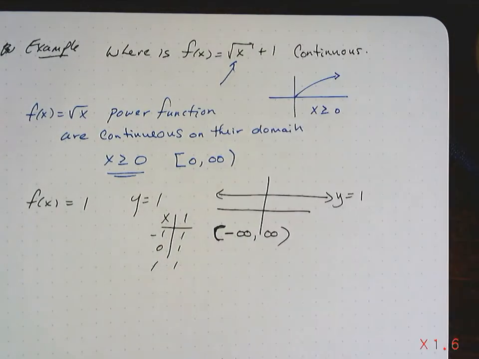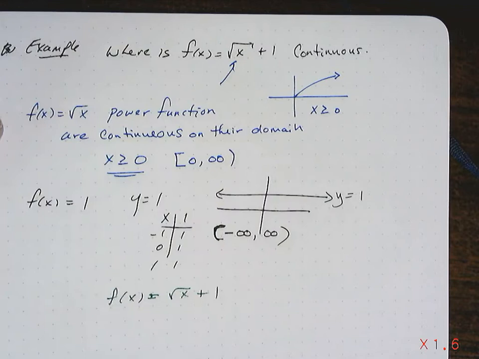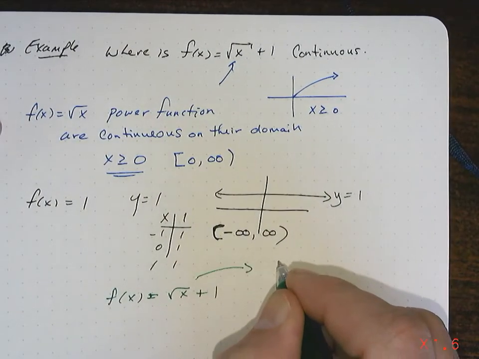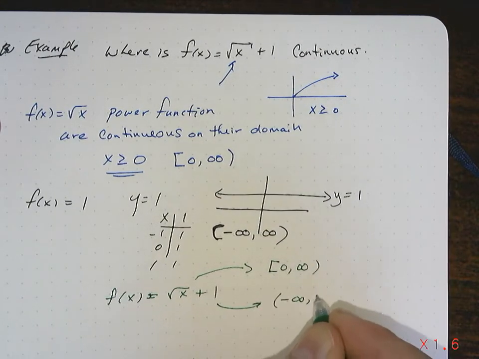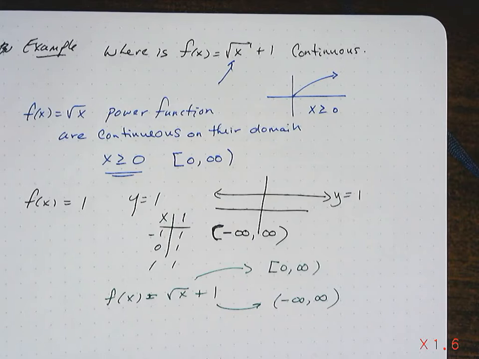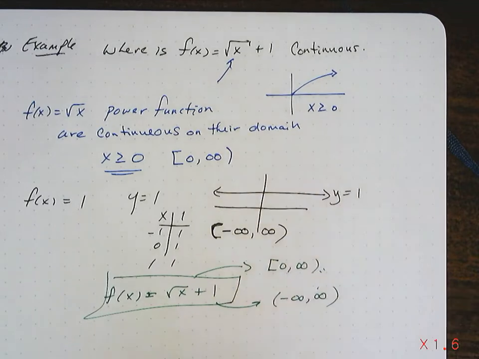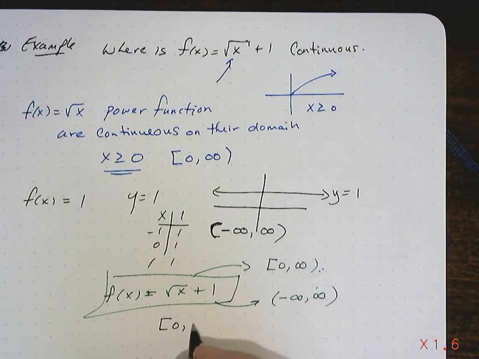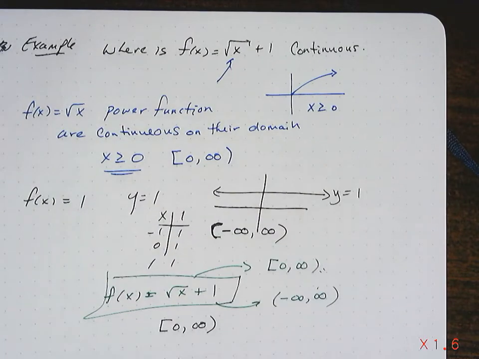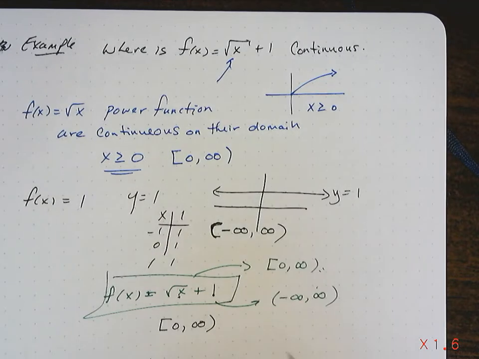So the question now is, where is f of root x plus 1 continuous? Well, this one is continuous on that domain. This one is continuous on that domain. So this will be continuous wherever they're both continuous. Does that make sense? So the whole thing's going to be continuous on, yeah, that makes sense. I can't be continuous where this one's continuous and where this one's not. That doesn't make sense. It has to be where they're both continuous.